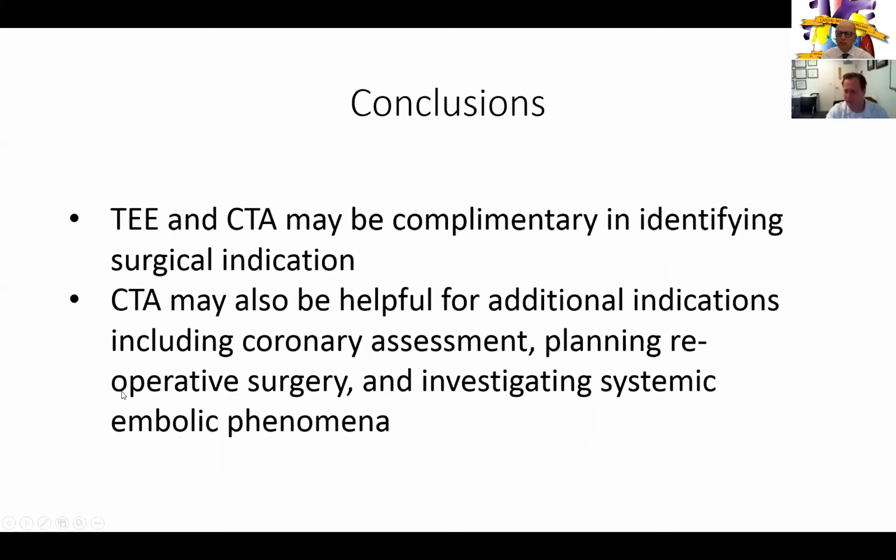And finally, CTA may be helpful for additional ancillary indications, such as assessing the coronary arteries preoperatively, looking at the relationship of cardiac and vascular structures to the sternum before reoperative surgery, and investigating causes of systemic embolic phenomena.